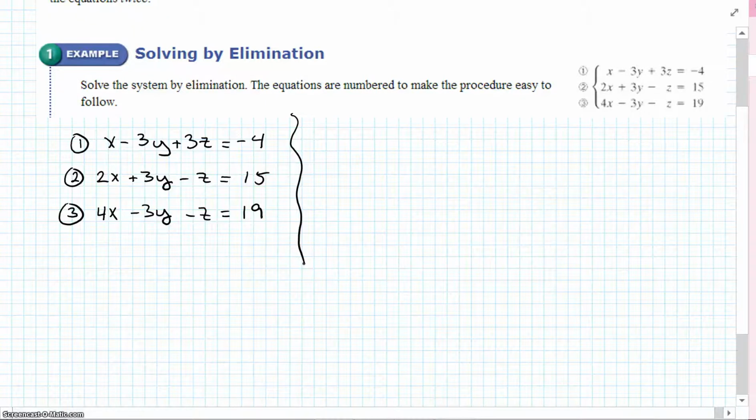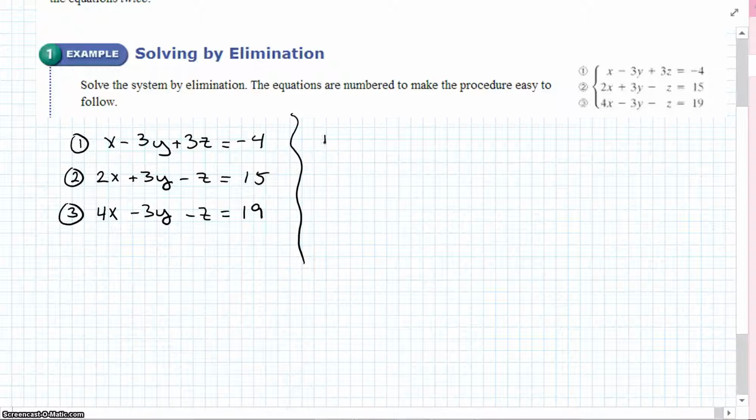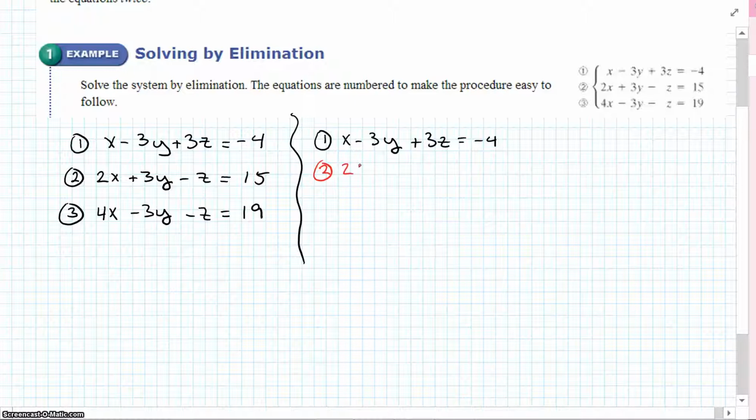By inspection, what we can see right now is the 3y and negative 3y are opposites, and I have a negative 3y as opposites. So odds are it would be beneficial for us to use equation 2 twice and start our elimination. First, we're going to write equation 1 again: x minus 3y plus 3z equals negative 4. Now we're going to write equation 2 right below it: 2x plus 3y minus z equals 15.